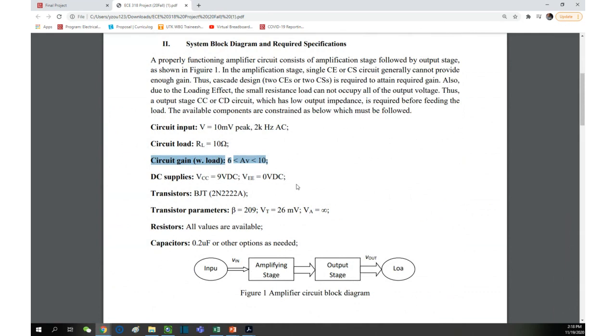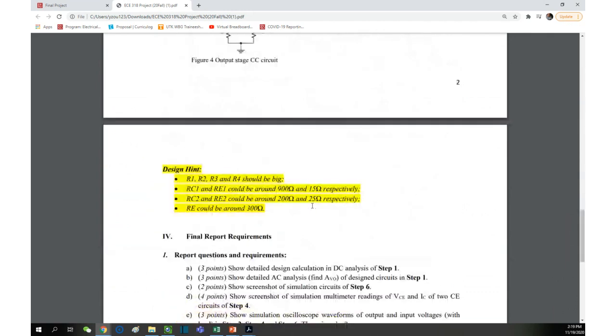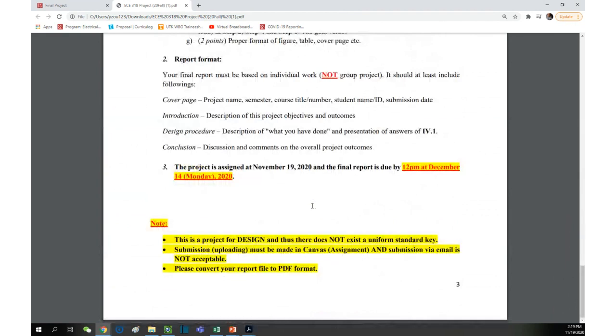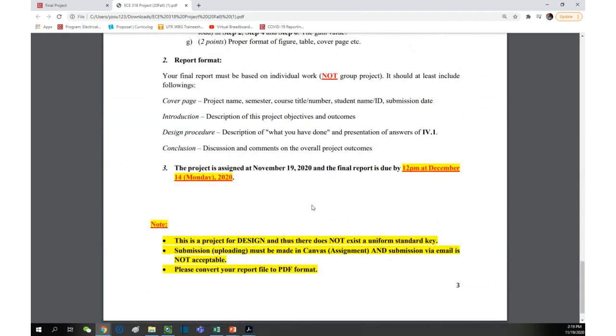Of course, the constraints are these. You're not using a different value of load. If you're using a 10 kilo ohm load, of course, your gain is going to be very nice. However, that's not satisfying the requirement. Your load must be 10 ohm. You must use only a 9 volt DC supply. All right, so simulate the design in Multisim and follow the requirements here to write a report.